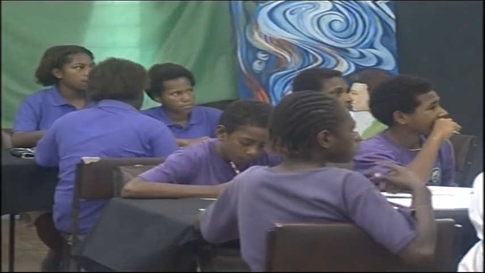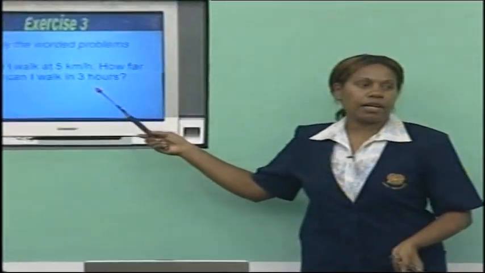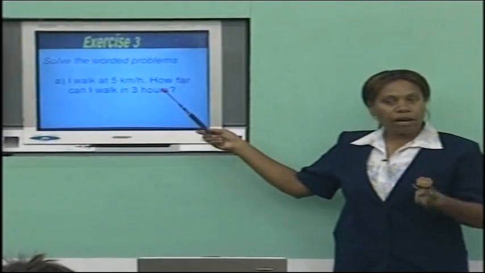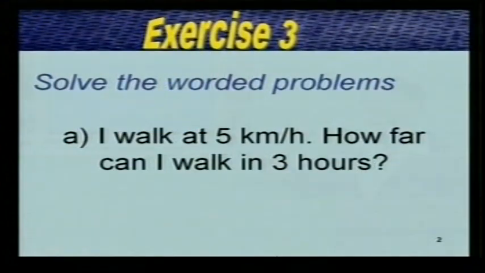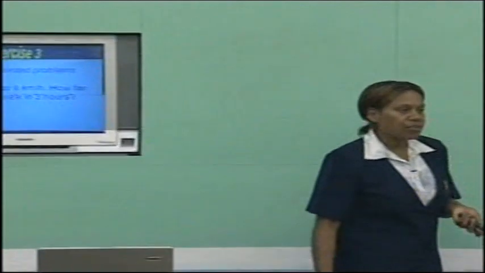Because the fixed rate has already been given, 5 kilometers per hour. So every hour she walked 5 kilometers, okay? I walk 5 kilometers every hour. So if I walk in 3 hours, how many kilometers is that? That's 15 kilometers. So 15 kilometers in 3 hours. Okay, class, remember that. So 5 times 3 will give you 15. So 15 kilometers in 3 hours.